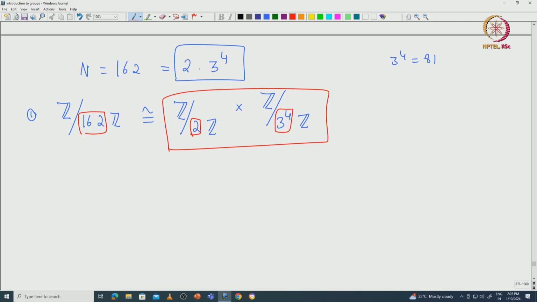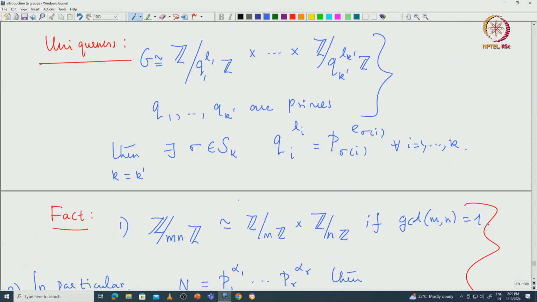So, that is what this says. Let us look at another example of the same order, 162. For example, one can take the cyclic group Z modulo 2Z direct product with Z modulo 3²Z and then Z modulo 3²Z. Look at it, this is indeed in the form of the first version.